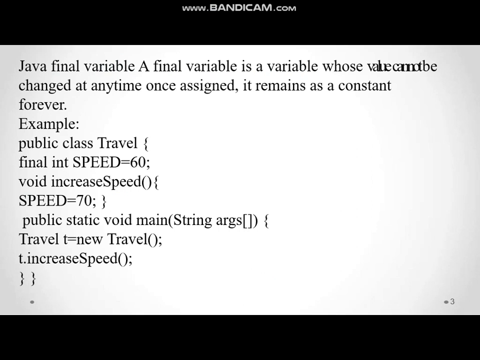Java final variable. A final variable is a variable whose value cannot be changed at any time once assigned. It remains as a constant forever. This is a simple example for final. Here the variable name, integer speed, is set to be final, and this value cannot be changed throughout the program.